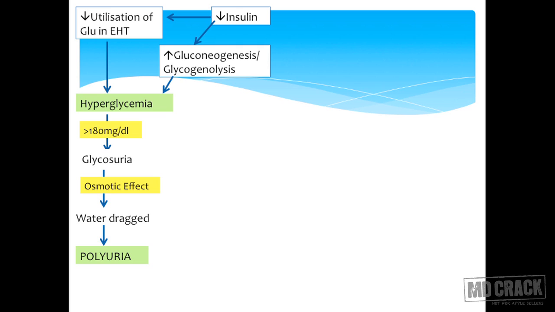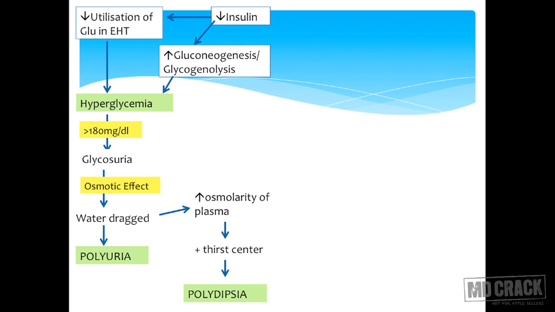Glycosuria plus polyuria. So what will happen? If water is lost from the body, it will lead to increased osmolarity of the plasma. Osmolarity increases, and this will stimulate the thirst center within the brain. When the thirst center is stimulated, he will start drinking more and more water. Polydipsia. Polydipsia means drinking more water. So we have polyuria, we have polydipsia.